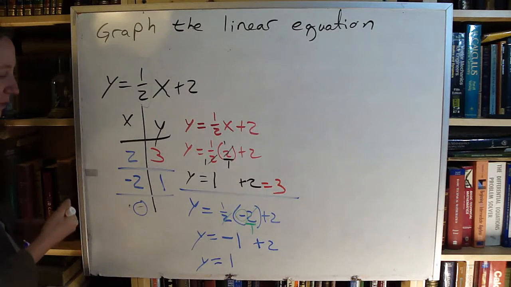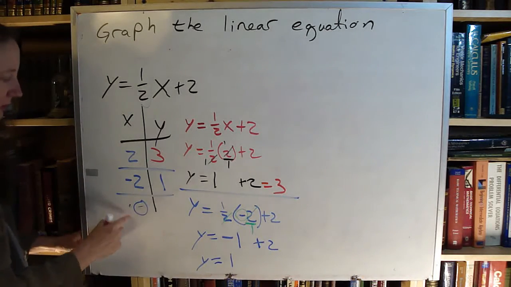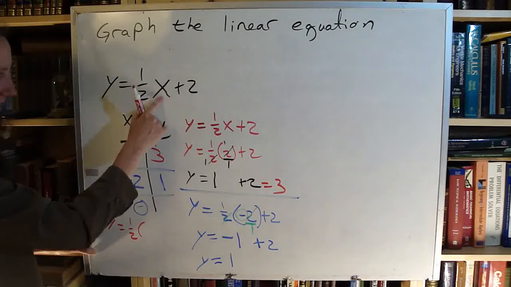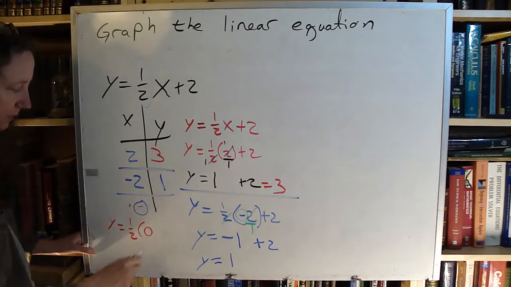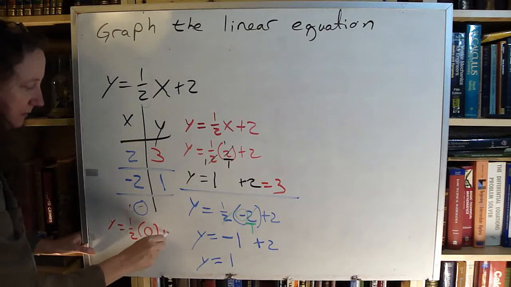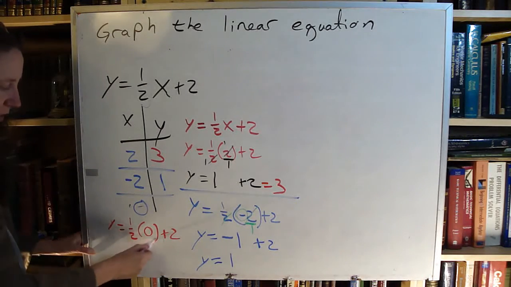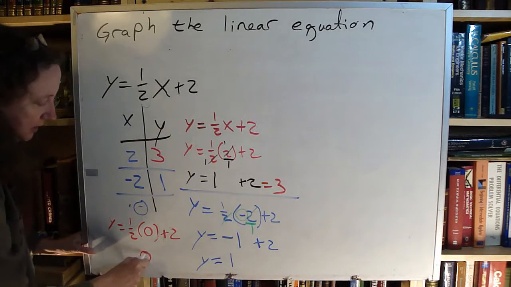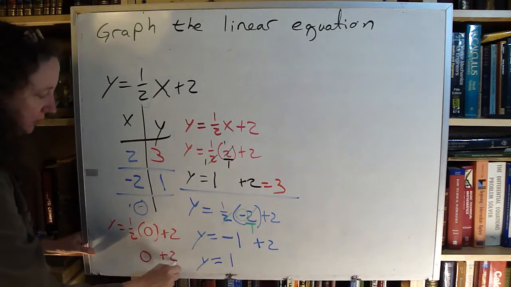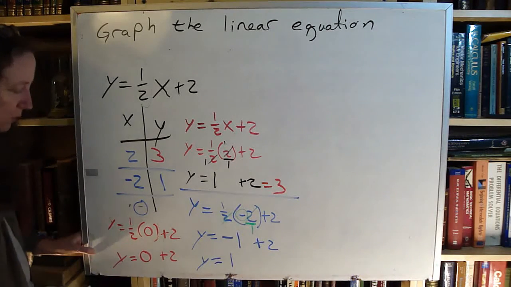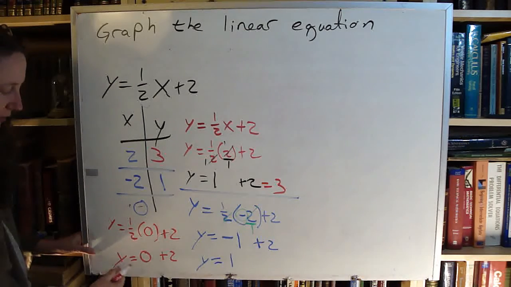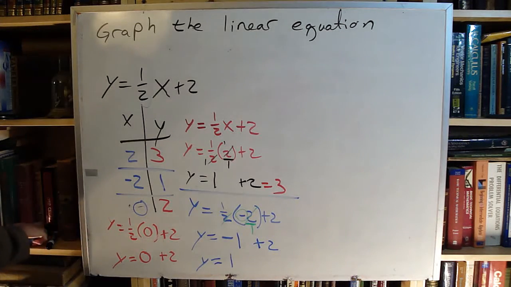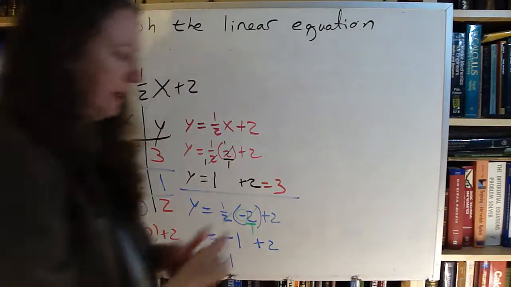And then the third one, I have x equals 0. So I have my equation. Y is 1/2 times x, putting 0 in here now, plus 2. Anything times 0, you guys know this one, anything times 0 is 0. Carry down my plus 2, carry down my y equals, and you can see here 0 plus 2 is 2. Take this over to my graphing space.